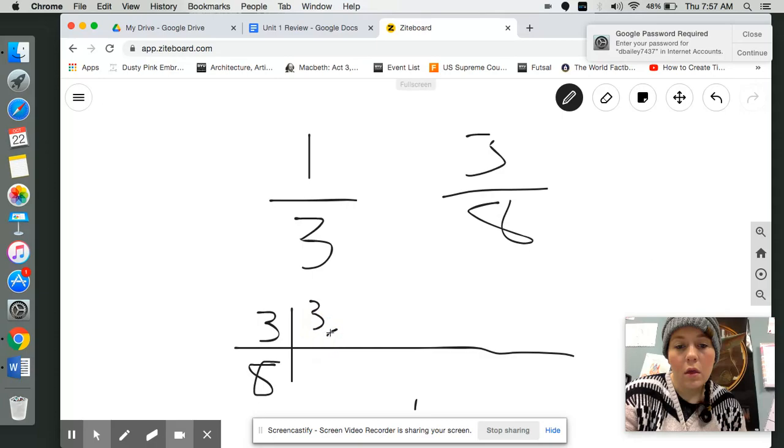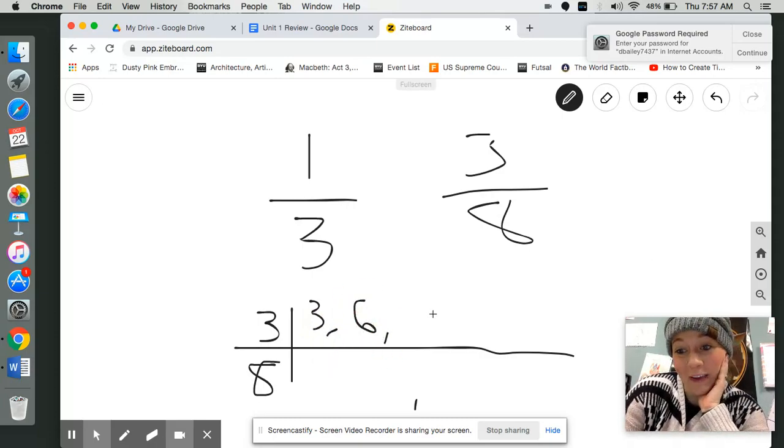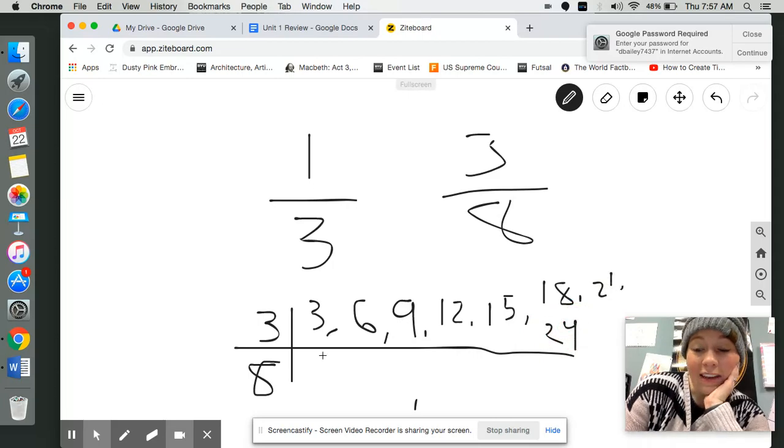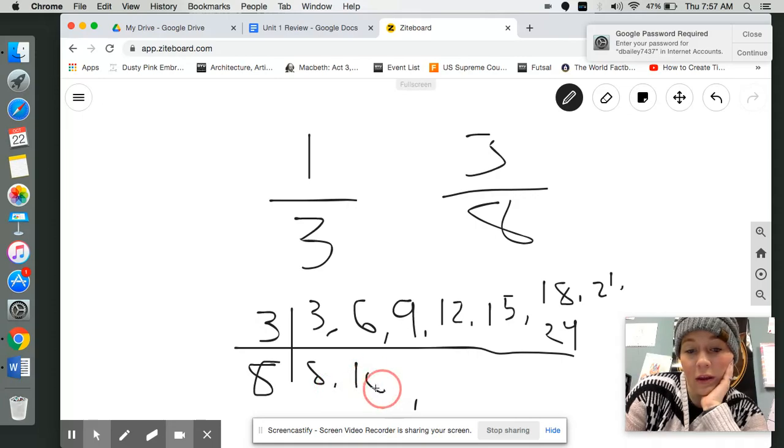3, 6, and this one you guys are like, oh, I have to go forever on this one. 9, 12, 15, 18, 21, and 24. Now I gotta count by 8s. All right, so I'm gonna count by 8s. 8, 16, 24.